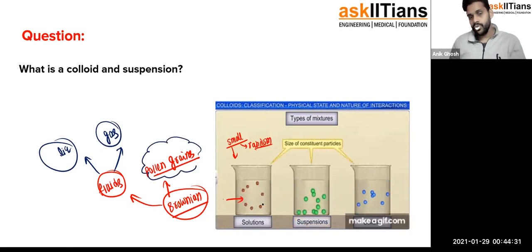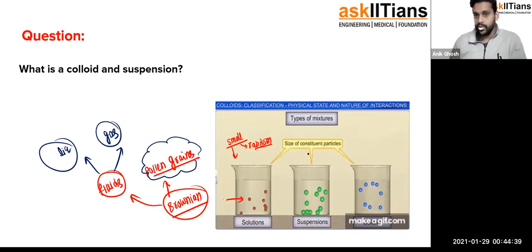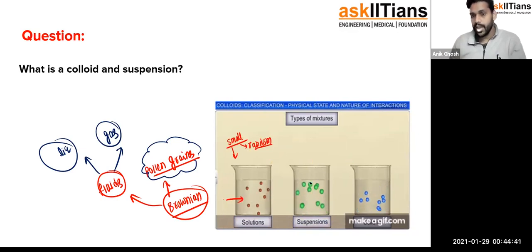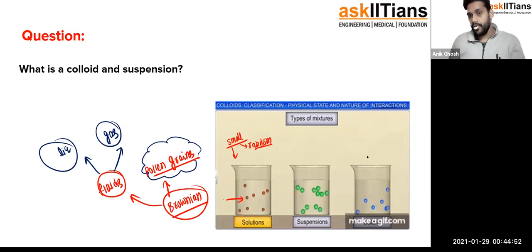So that is for solution. And in the suspension, you can see the particles are very slow. Why are they slow? Because they have larger size. So you can see the constituent particles having larger size. They are very slow. Their Brownian movement is very sluggish, and they just want to settle downwards.